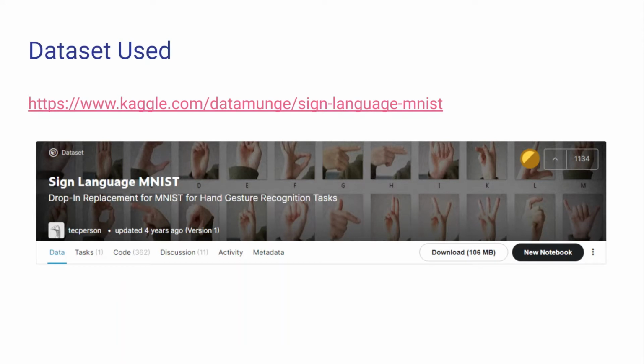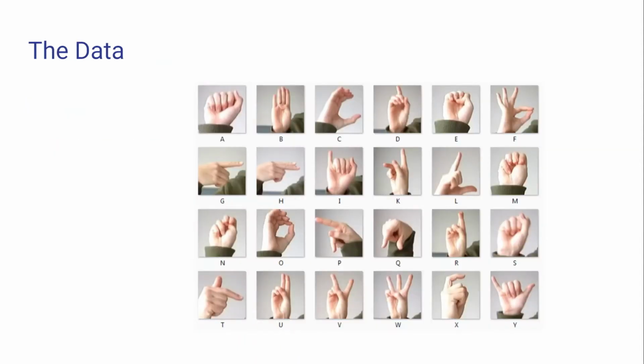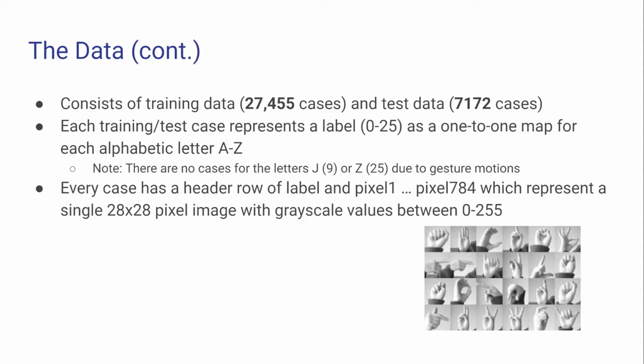For our final project in CSCI 4050U, Shawn and I decided to take a look at the dataset Sign Language MNIST that's provided on Kaggle at the link above. This dataset is a collection of images of different American Sign Language signs for different alphabetic characters. The data consists of both training and test data, of which there are 27,455 cases of training data and 7,172 cases of test data.